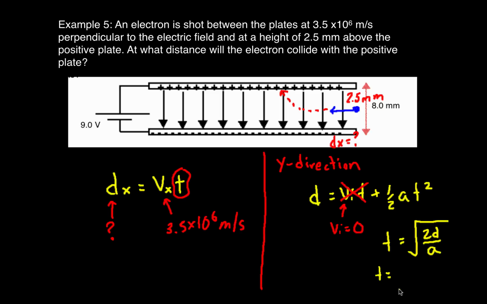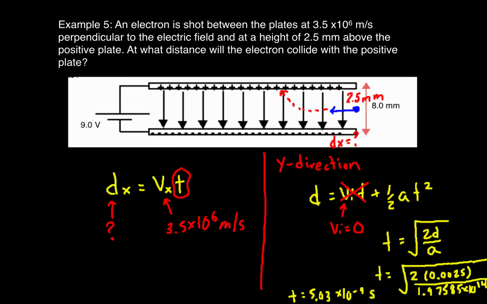So t equals the root of 2 times the vertical distance the electron travels, which is 0.0025, or 2.5 millimeters, divided by the acceleration in the y direction that we found in previous steps, 1.97585 times 10 to the 14. This gives us time equal to 5.03 times 10 to the negative 9 seconds. You can use this time in the x direction to find dx.